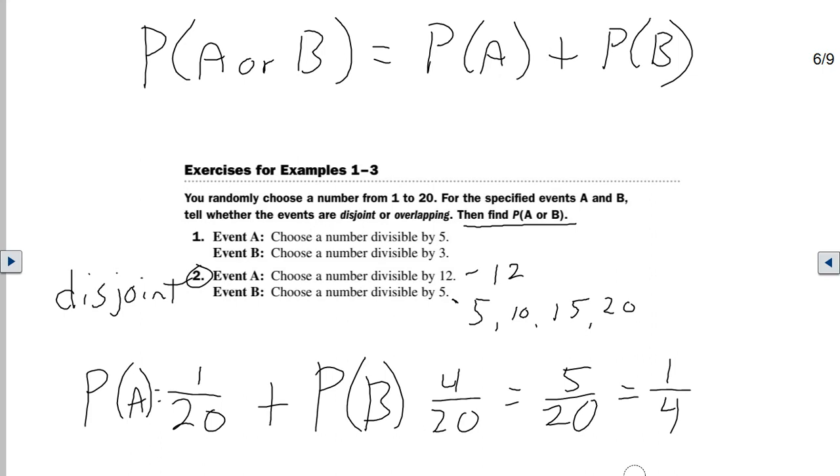So I'm just going to find the individual probabilities. I'm going to add them together. Okay, pretty simple.